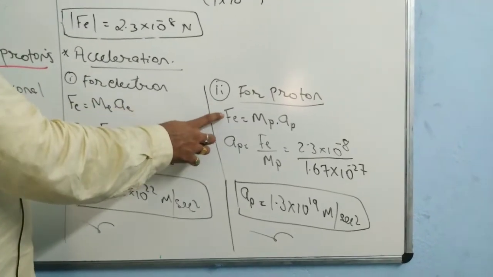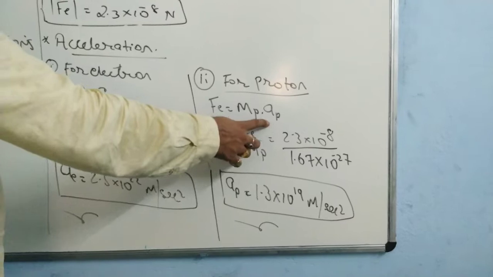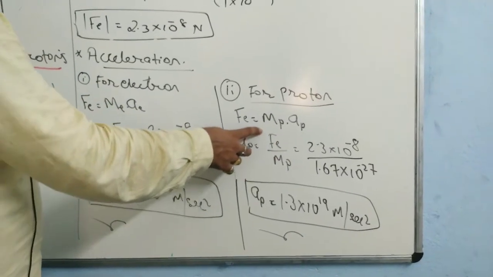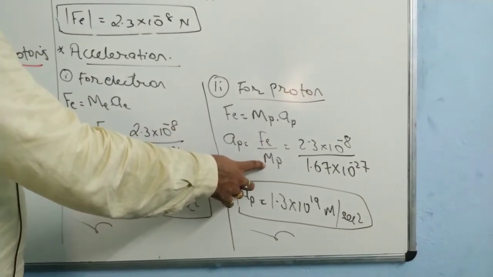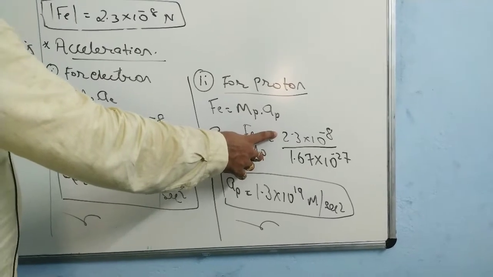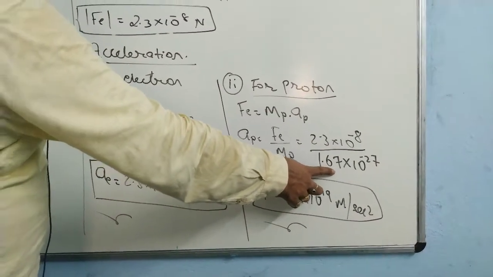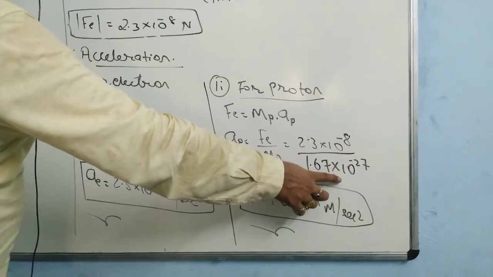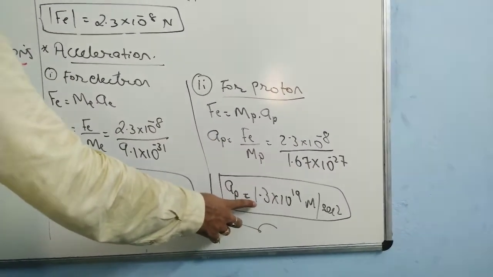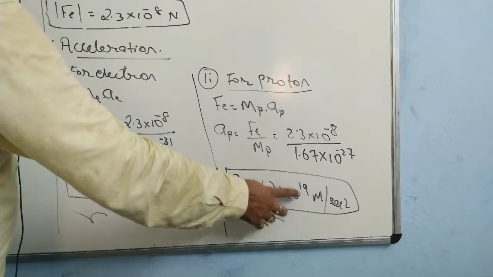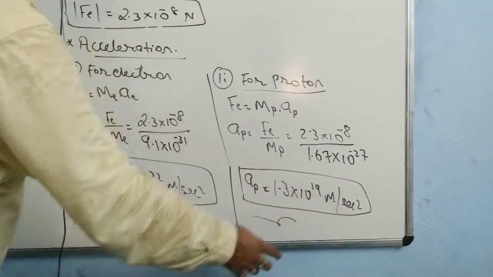While for proton, force is equal to mass into acceleration, so acceleration of proton is equal to force upon mass. Force 2.3 into 10 raised to minus 8. Mass of proton is 1.67 into 10 raised to minus 27 kg. Acceleration of proton is 1.3 into 10 raised to power 19 meter per second square.